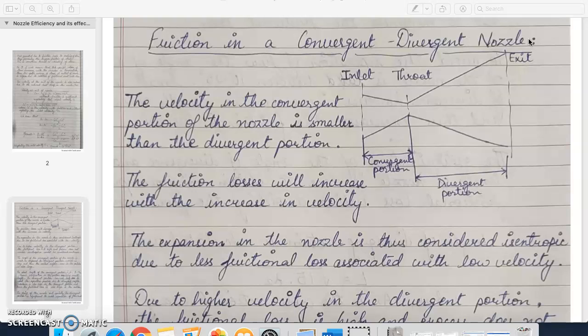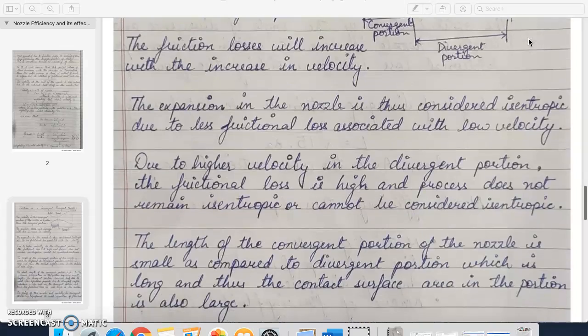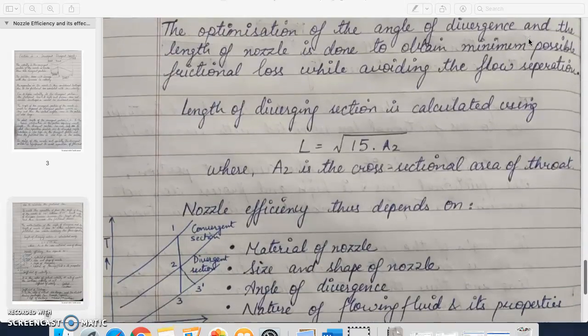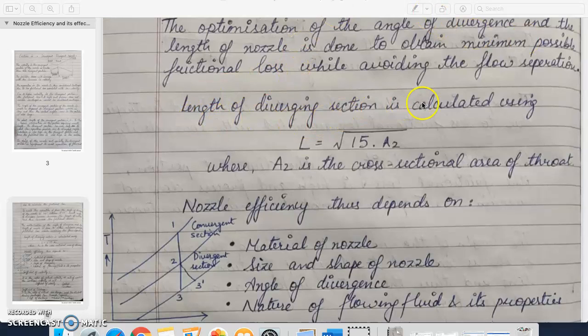Thus, an optimization is needed, or we can say a compromise is to be made while deciding the length of this nozzle and the angle of divergence of the nozzle. The two things to be kept in mind are that flow separation should be avoided, and as much as possible the friction should be minimized. So when these things are considered, practically the length of the diverging section can be approximated by using a formula which is 15 into A2, where A2 is the cross-sectional area of the throat.